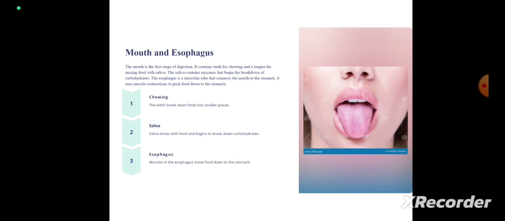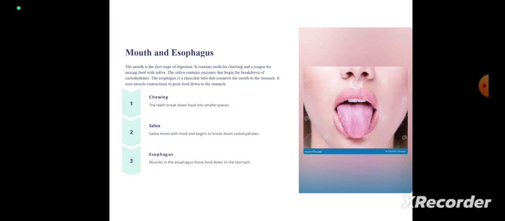The first organs of the GIT are the mouth and esophagus. The mouth is the first stage of digestion. It contains teeth for chewing and a tongue for mixing food with saliva. The saliva contains enzymes that begin the breakdown of carbohydrate. The esophagus is a muscular tube that connects the mouth to the stomach. It uses muscle contraction to push food down to the stomach.